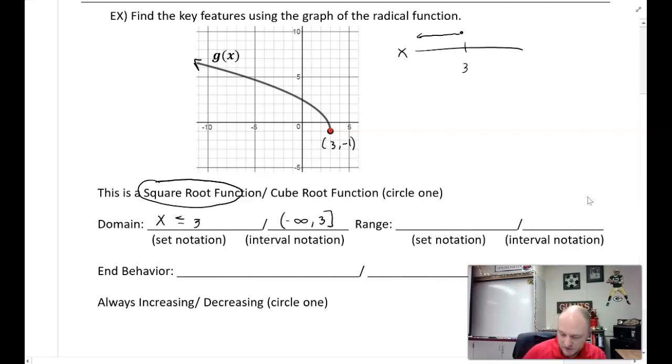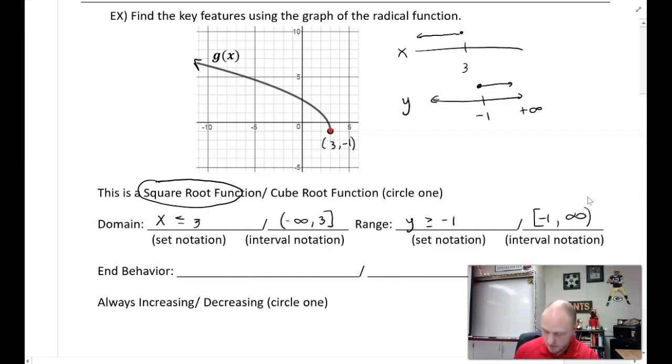Our range for our y values. Well, the endpoint is at -1. And are our y values growing in the negative direction? Well, looking at our y values, they're going up. -1's the lowest value. So this would be y values greater than or equal to -1. And as an interval, this would be -1 to infinity.